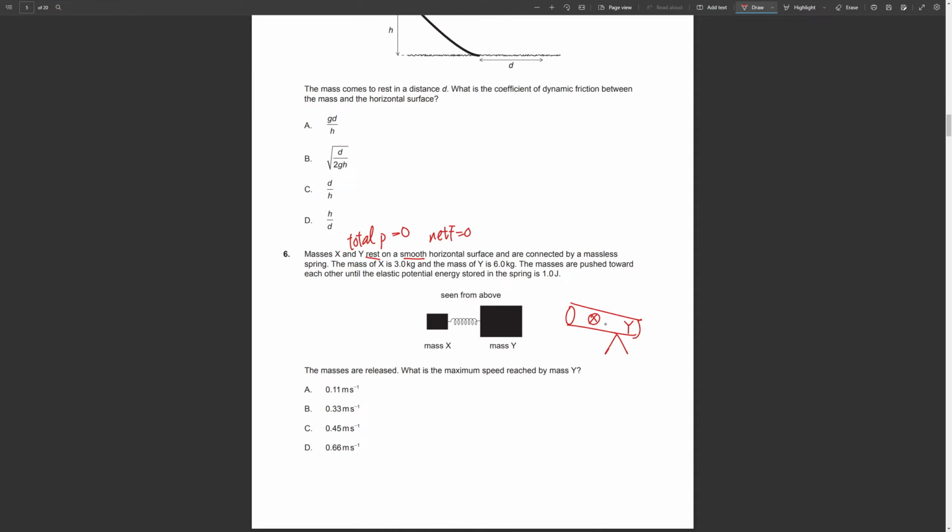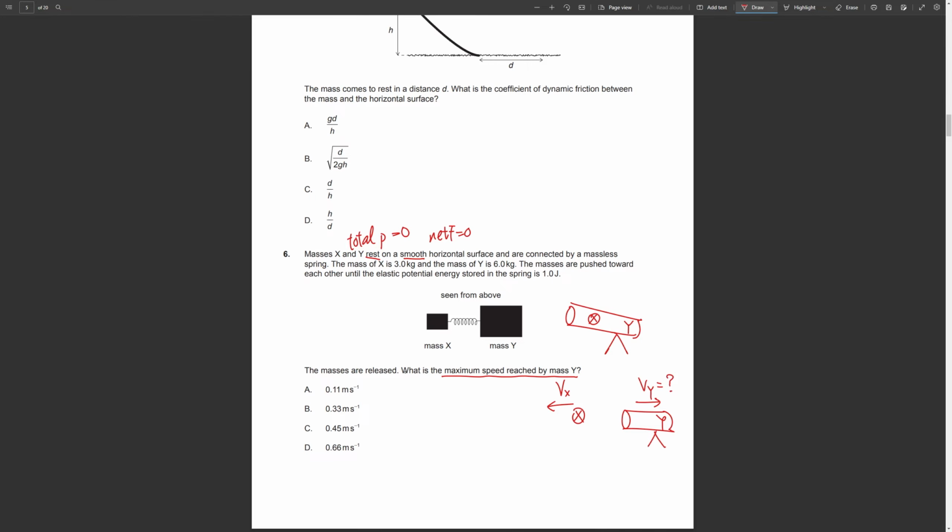They were stationary, but after firing, x would be moving to the left, and the cannon itself would recoil to the right, with velocities Vx and Vy. We are trying to calculate the maximum speed reached by mass y, which means Vy.